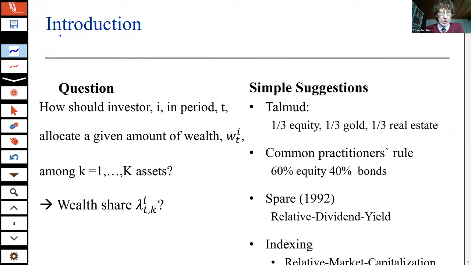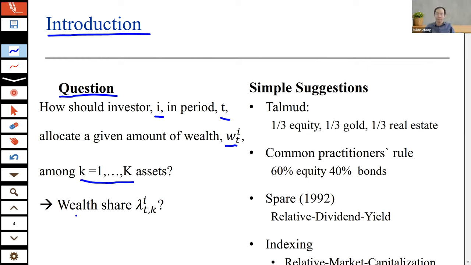So the introduction is a simple question, as you might think. How should an investor, in my notation called i, in period t, allocate a given amount of wealth, w_i,t, among K different assets? The way we write the decision of the investor is by so-called wealth shares. So the lambda_i,t,k is the percentage of wealth which investor i in period t allocates to asset k. So the sum over these lambda_i,t,k will add up to one. These are percentages of how the wealth is split.